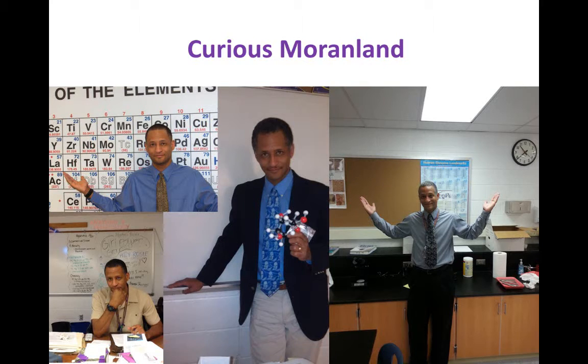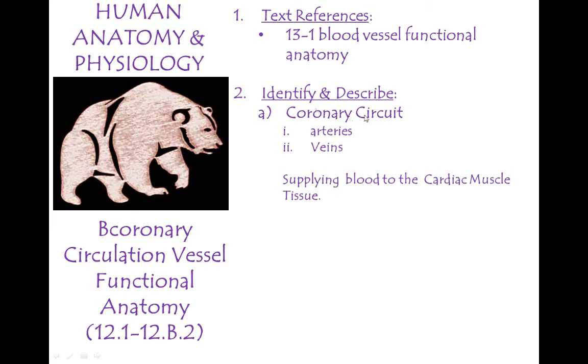So what I want to show you is, here's the basic breakdown. And we're going to talk about coronary circuit. We're going to talk about the arteries and the veins supplying the blood to the cardiac muscle. We're actually talking about the tissue that is actually pumping. People take it for granted that that tissue actually has to have a blood supply. So we'll talk about the blood vessels.